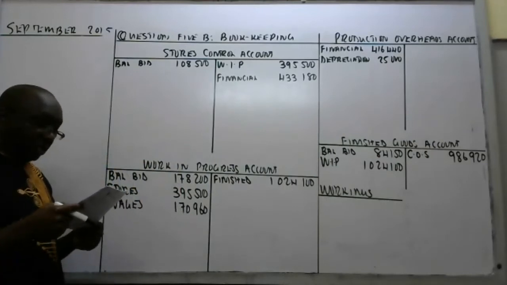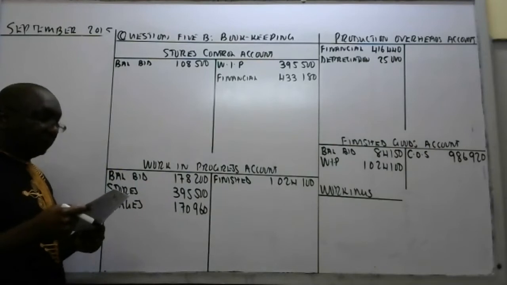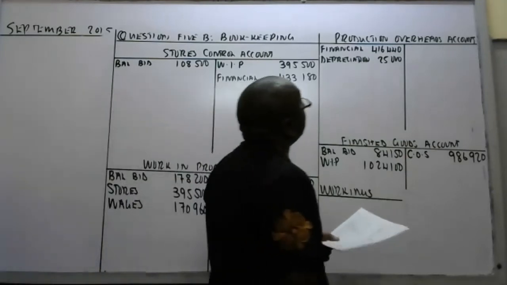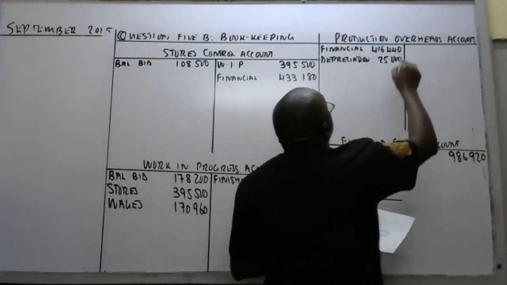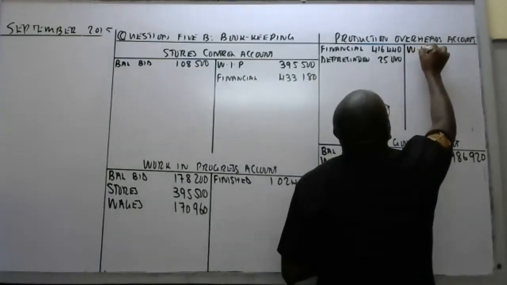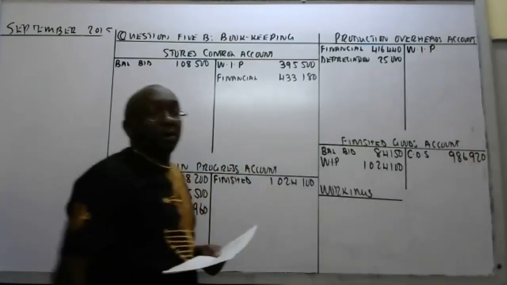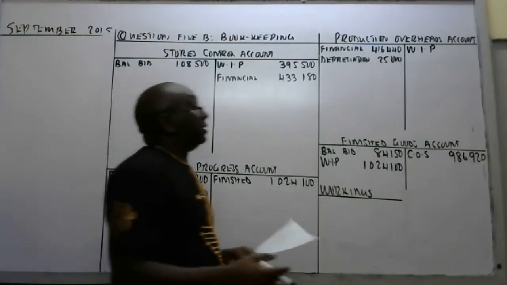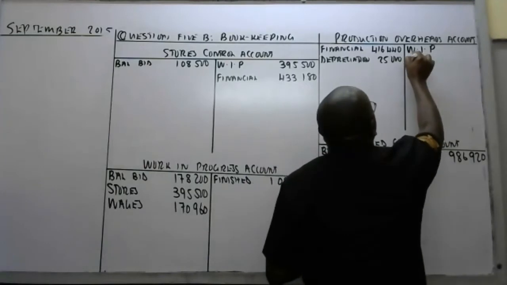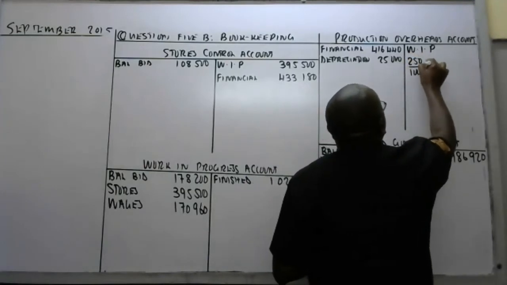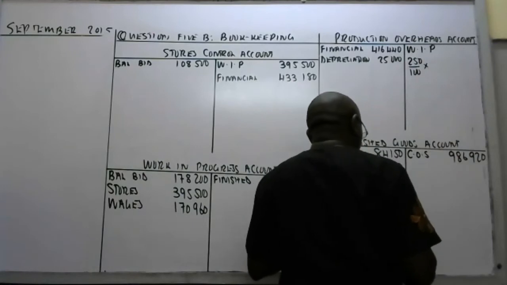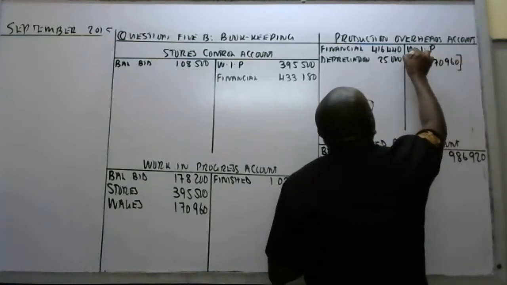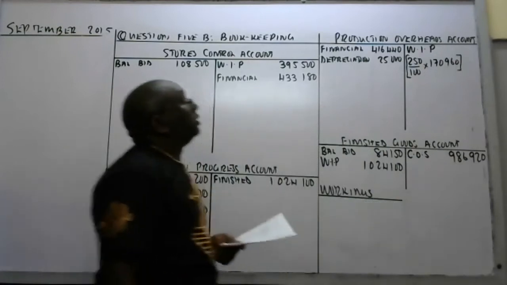Then we are told the production overhead is absorbed at 250% of wages. So those are absorbed overheads. The absorbed overheads will go to the work in progress. When you absorb overheads, you debit the work in progress and credit the overheads. Because we have space, we can have it as a working here: 250% of the direct wages, 170,960.